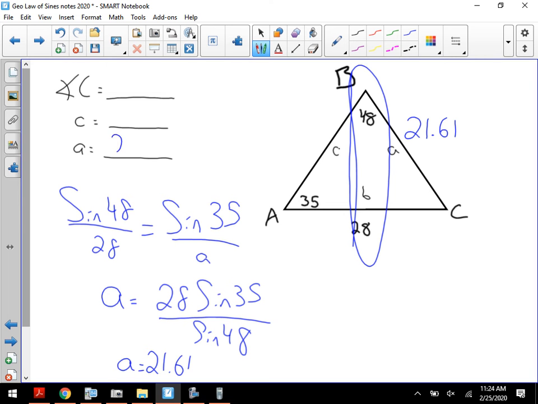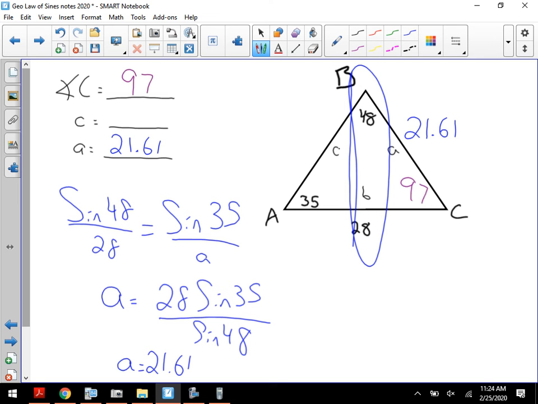Let's make my list here. Since we know two angles in a triangle, how do you find the third? How many degrees are in a triangle? 180. Does that ever change? Nope. So take your 180 and subtract out 48 and 35. What do you get? 97. Good. Now you know what angle C is. Angle C is 97.